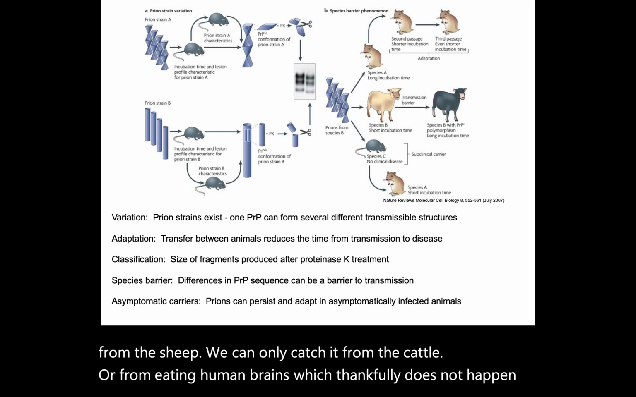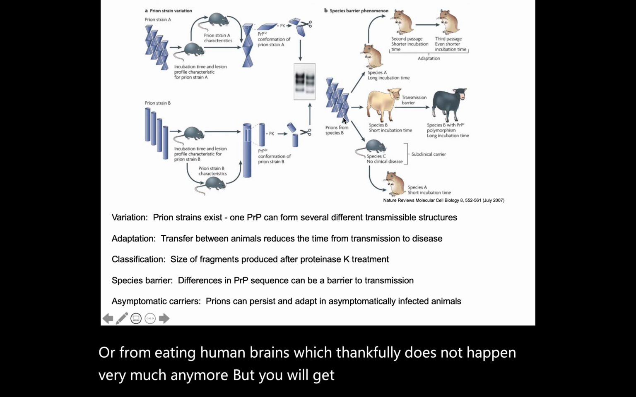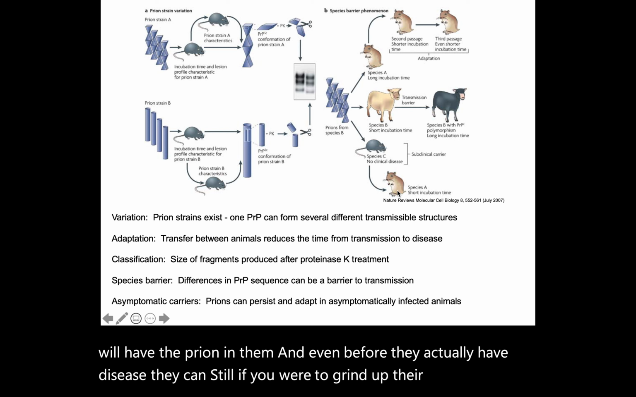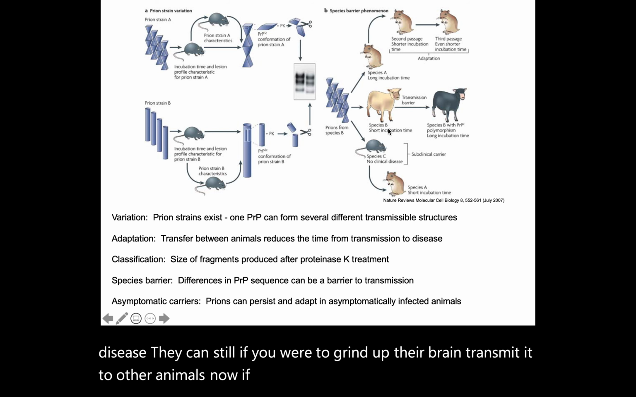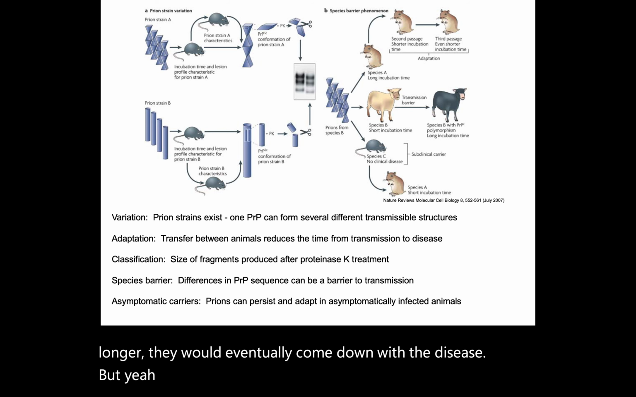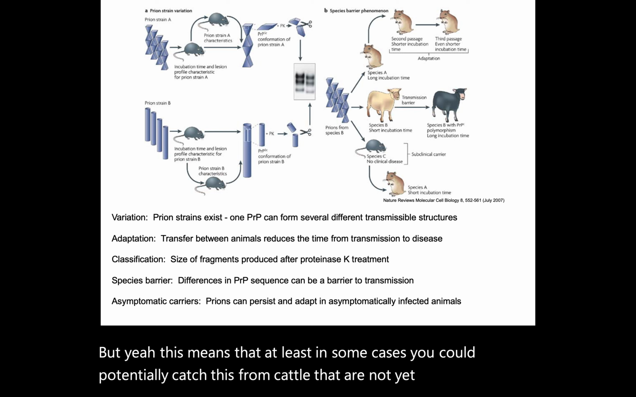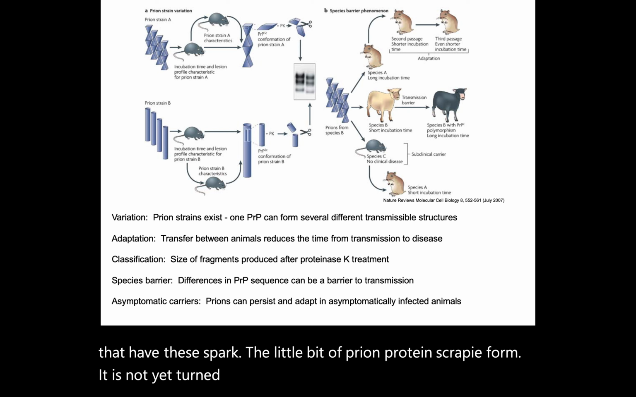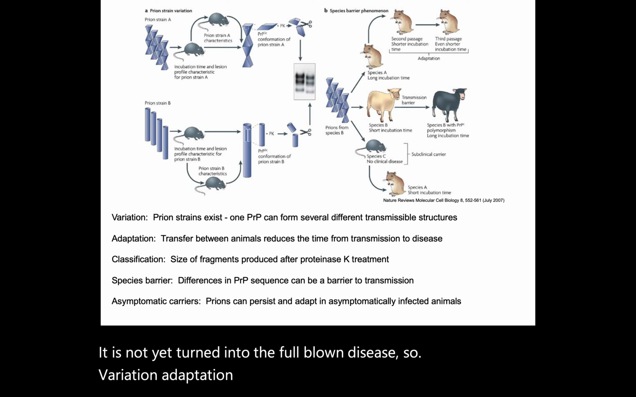But you will get also some species where they will have the prion in them, and even before they actually have disease, they can still, if you were to grind up their brain, transmit it to other animals. Now, if you were to allow these to go on longer, they would eventually come down with the disease. But yeah, this means that, at least in some cases, you could potentially catch this from cattle that are not yet downer cattle, that have the spark, the little bit of prion protein scrapie form that is not yet turned into the full-blown disease. So, variation, adaptation, different classifications, species barriers, asymptomatic carriers.